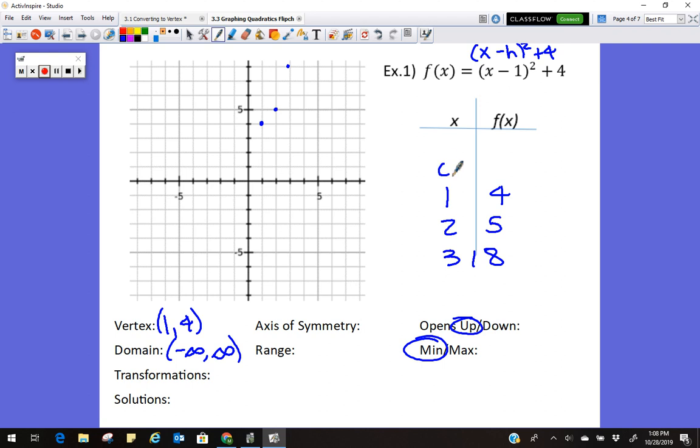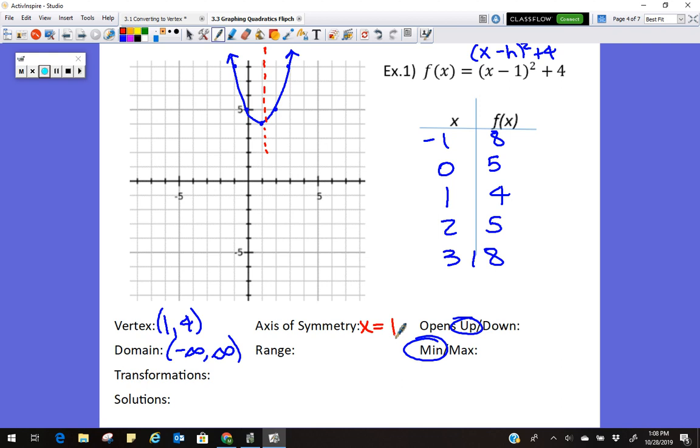Then you would have (0, 5) and (-1, 8). Again, you can use the table in the calculator, or you can use what we talked about last time about how the parabola increases. The axis of symmetry goes right straight through the middle, through the x value of the vertex, so the axis of symmetry is x equals 1.